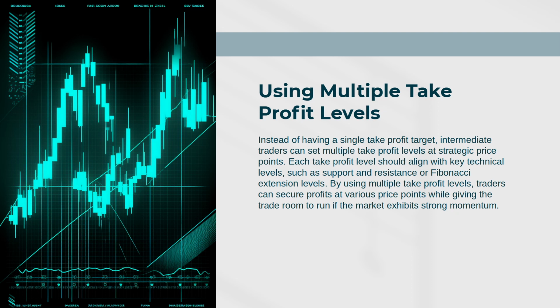Using multiple take-profit levels. Instead of having a single take-profit target, intermediate traders can set multiple take-profit levels at strategic price points. Each take-profit level should align with key technical levels, such as support and resistance or Fibonacci extension levels. By using multiple take-profit levels, traders can secure profits at various price points while giving the trade room to run if the market exhibits strong momentum.